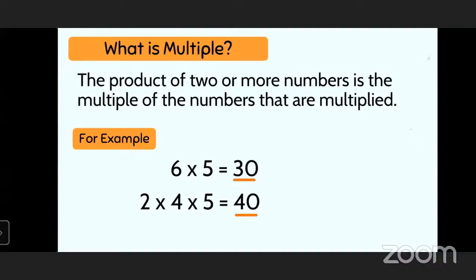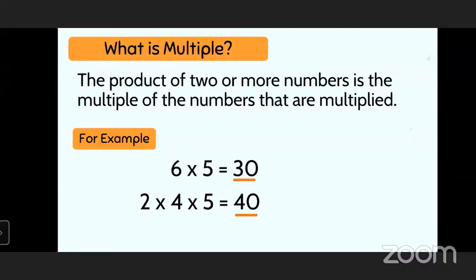It means that whenever we multiply any two numbers, for example, here we have 6 multiplied by 5, and the answer is the product of those two numbers, 6 times 5 is equal to 30. So 30 is the product of these two numbers. Likewise, we can also multiply more than two numbers, like 4 multiplied by 2 multiplied by 5. So these are three numbers. Whenever we multiply these three numbers, 4 twos are 8, 8 fives are 40, we get 40.